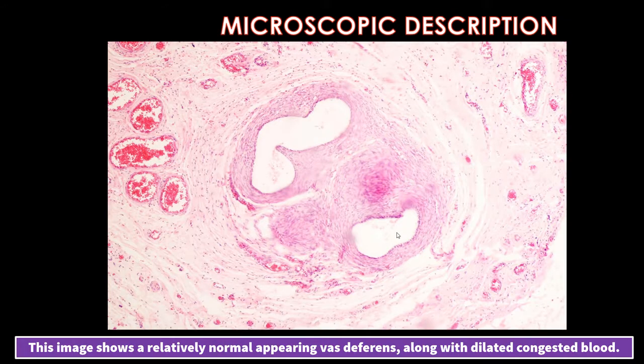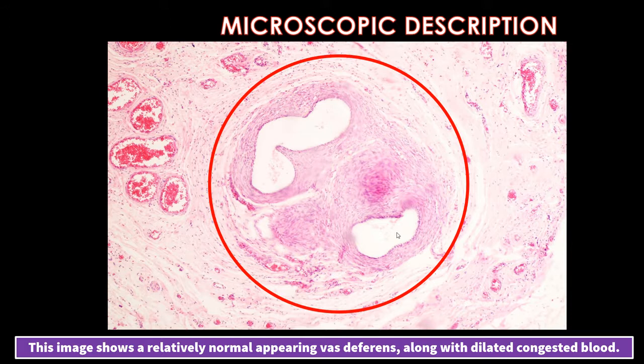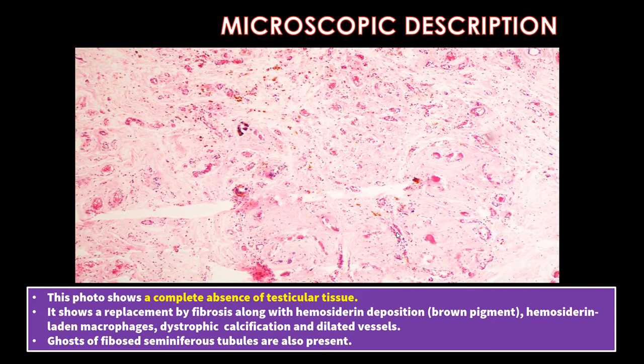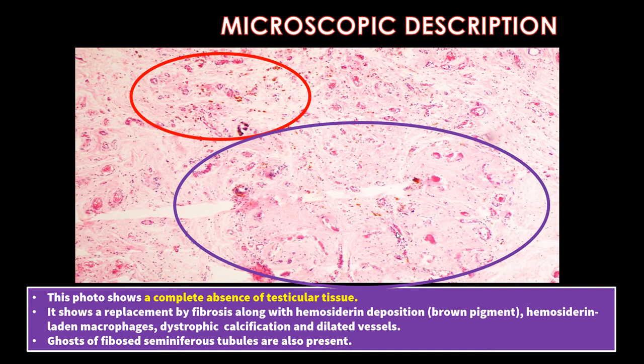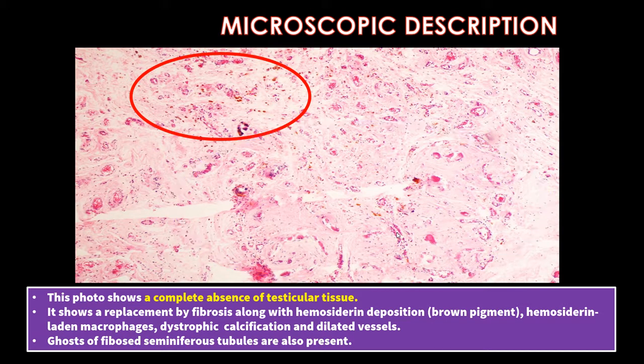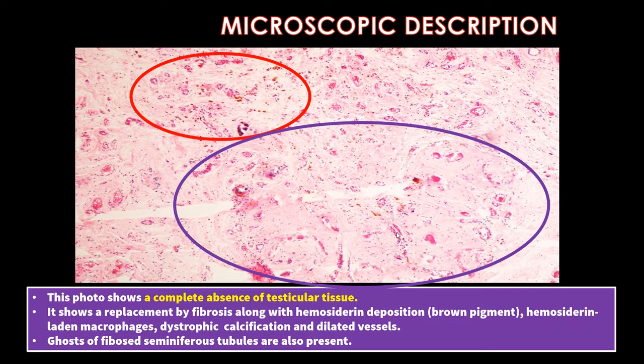This image shows a relatively normal appearing vas deferens along with dilated congested blood vessels. This photo shows a complete absence of testicular tissue. It shows replacement by fibrosis along with hemosiderin deposition, brown pigments, hemosiderin-laden macrophages, dystrophic calcification, and dilated blood vessels. Ghosts of fibrosed seminiferous tubules are also present.